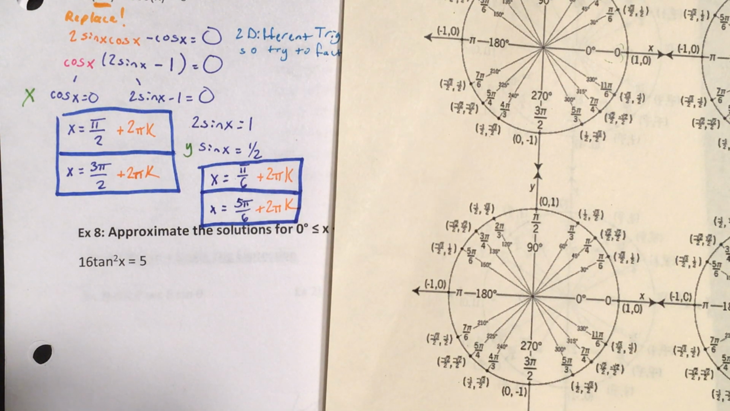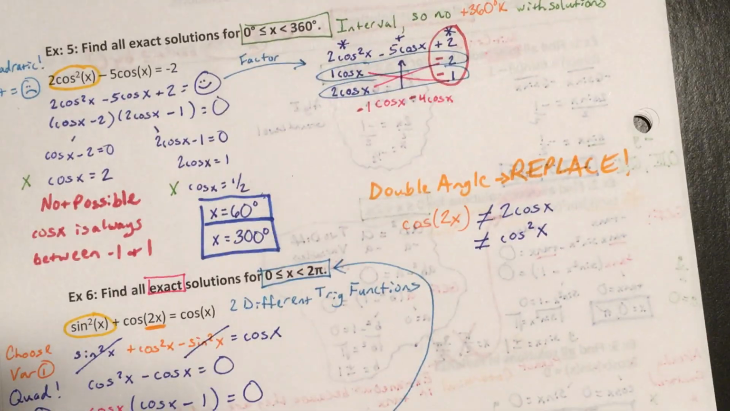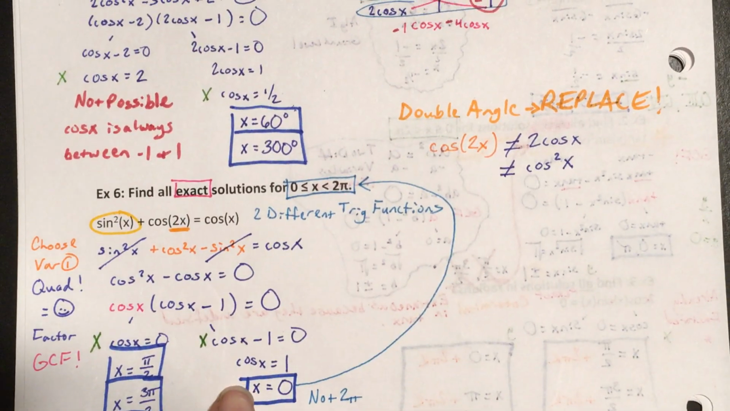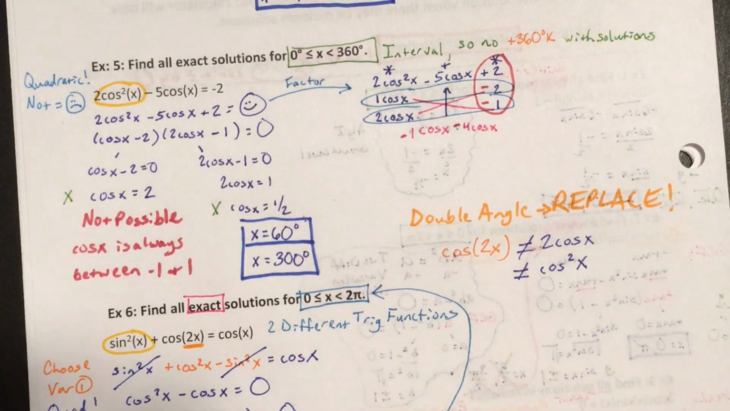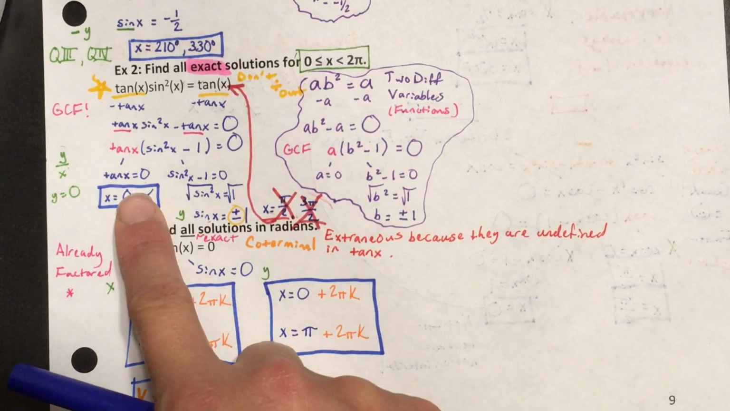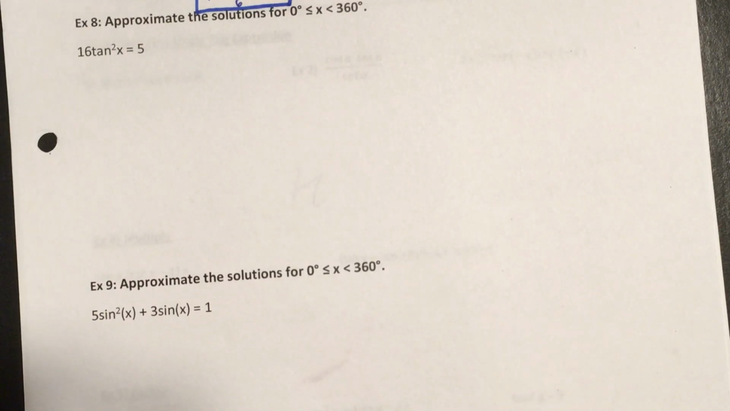Will we always have 4 solutions? Nope, not necessarily. As we look back at our other problems, we had 3 solutions on the last one. Only 2 solutions for example 5, 4 solutions for example 4, 4 solutions for this one, 2 for this one, 2 for this one. So it really depends on what the problem looks like. Do you have a quadratic involved? Do you have to square root?